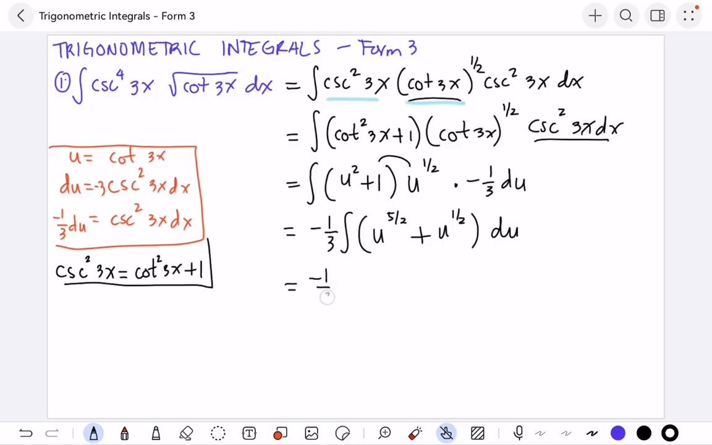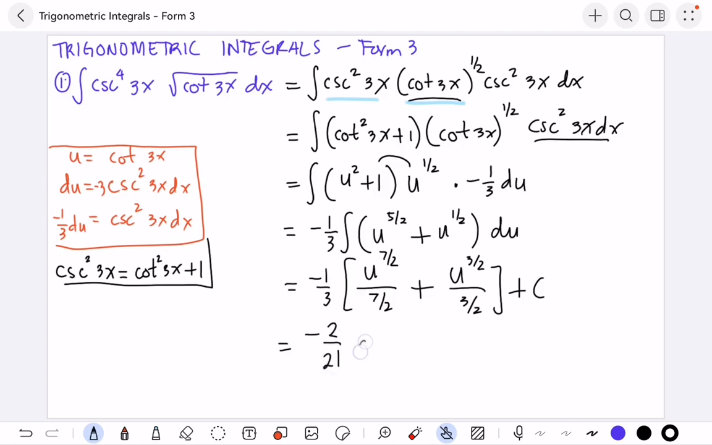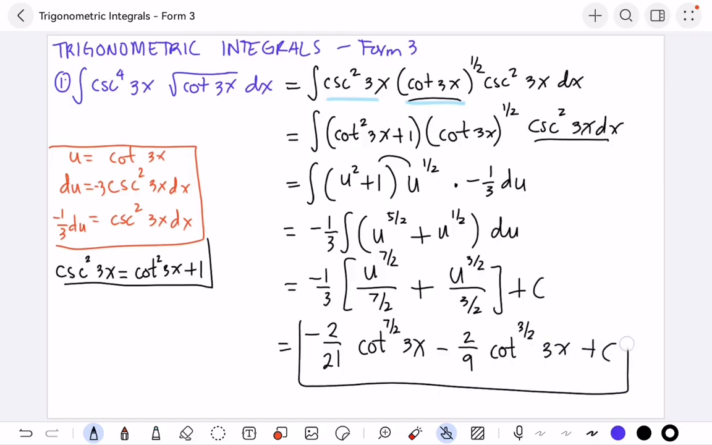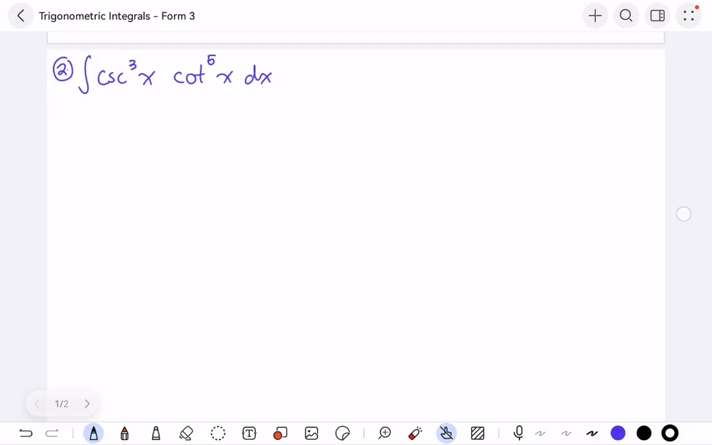Finding the antiderivative, I have negative 1/3 times u to the 7/2 over 7/2 plus u to the 3/2 over 3/2 plus c. Multiplying and substituting back u equal to cotangent 3x, I have here negative 2 over 21 cotangent to the 7/2 3x minus 2/9 cotangent to the 3/2 3x plus c. This is now the final answer.